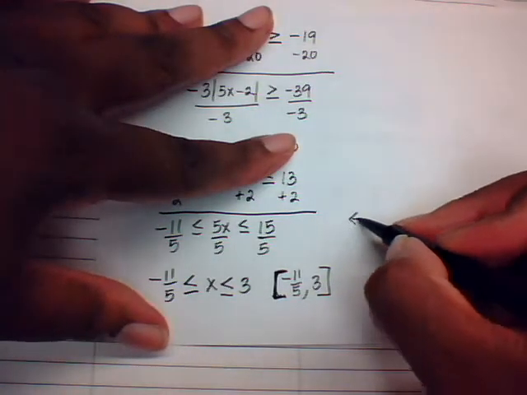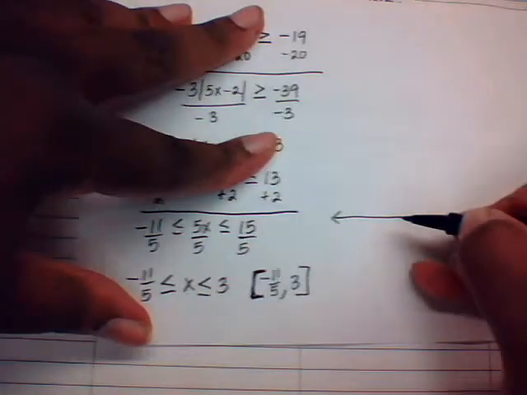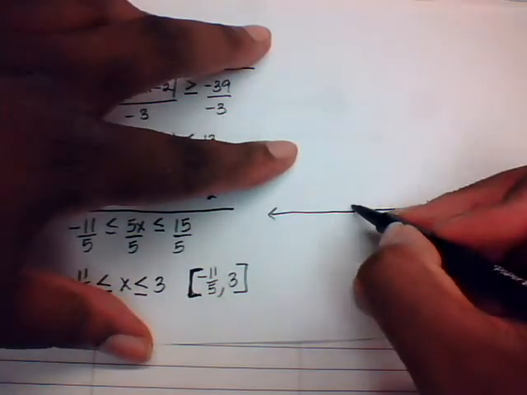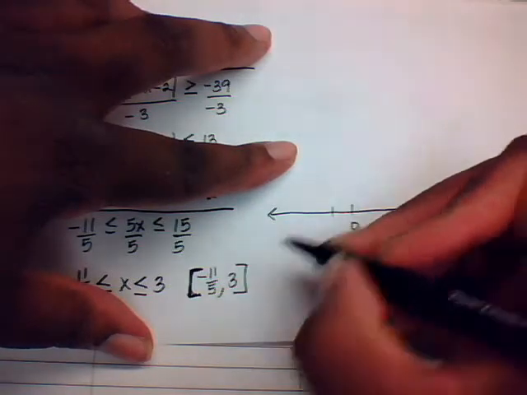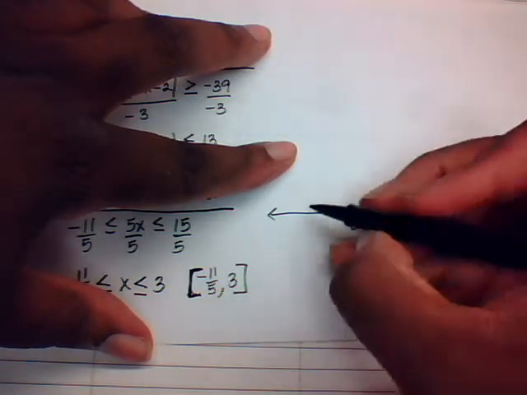Now let's look at the graph of that. Negative 11/5 is like negative 2.2.